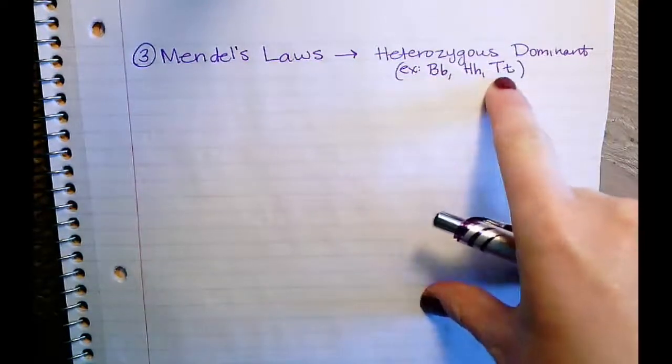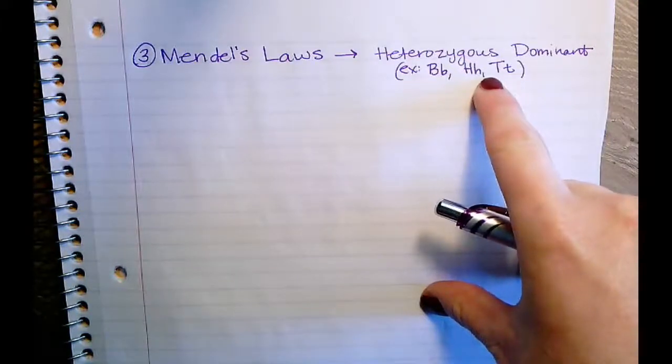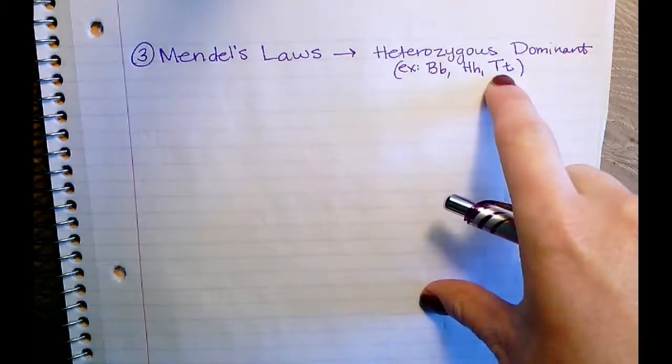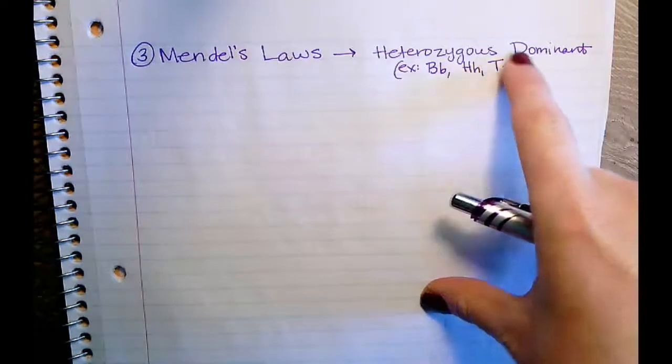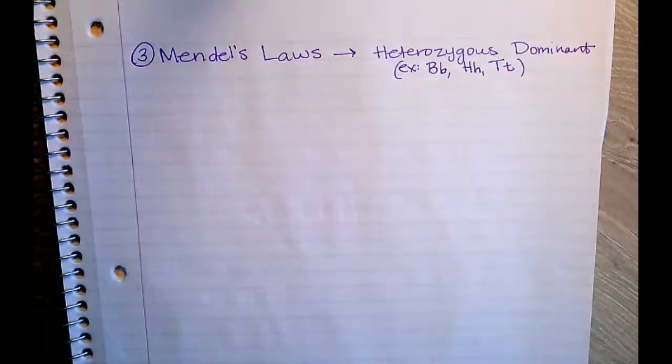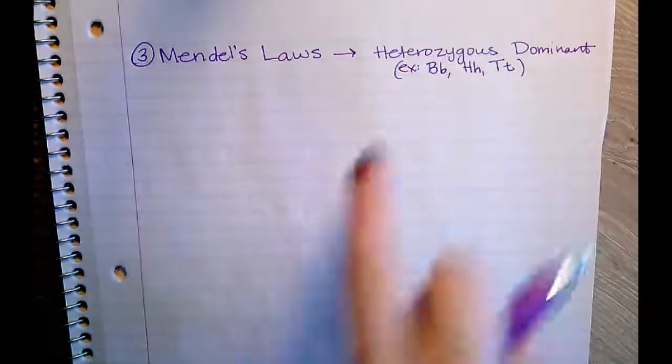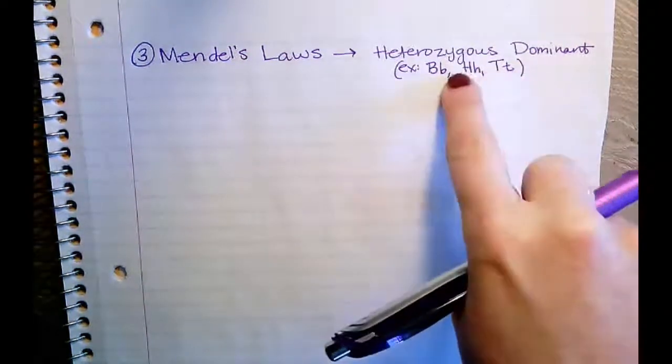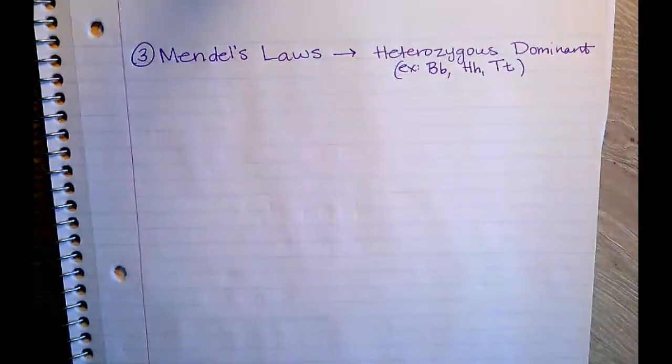If this was for height, sometimes if your mom is really tall and your dad's really short, then you're kind of in the middle. So there are always these exceptions. We're going to learn about these 3 Mendel's laws, and I'm going to give you an example. This only comes into effect with heterozygous dominant, so when you have both a dominant and a recessive trait.